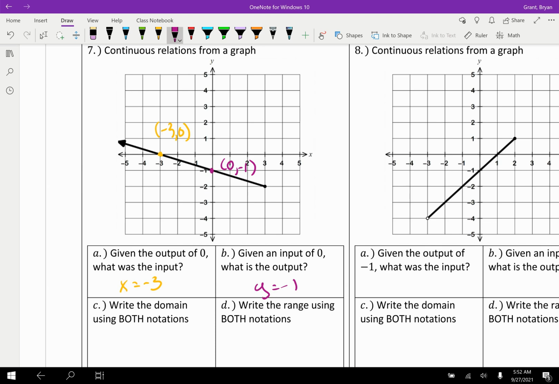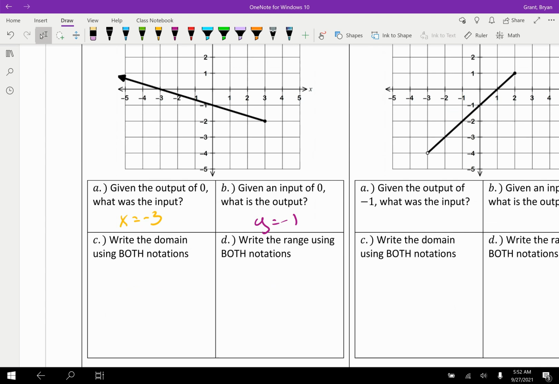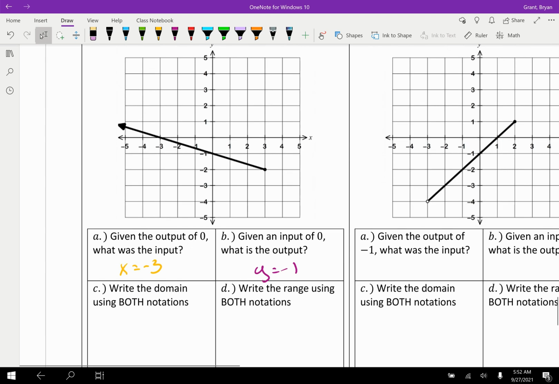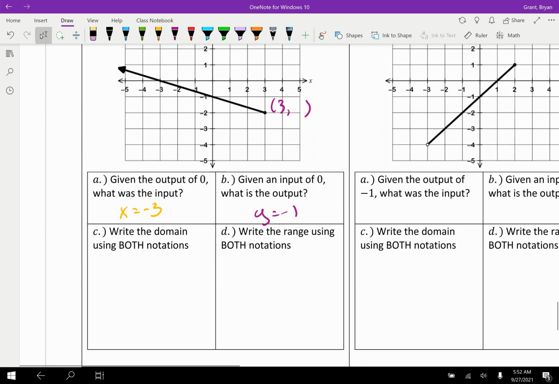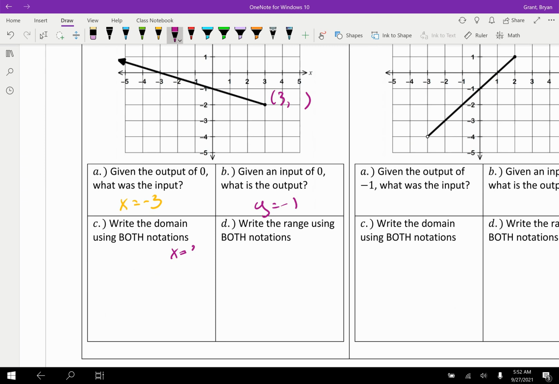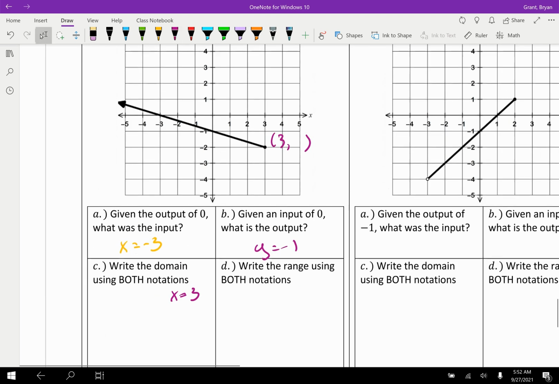Write the domain using both notations. Okay, well, to set this up for the domain, what I really like to do is think, what is the smallest x and the largest x? So as we move along the x-axis, I think the largest x we come to is an x of 3. Right? This is the point 3 comma something. So my largest x was 3. What's the smallest? The most negative? Well, as you move to the left, on here, the most negative I see is negative 5.